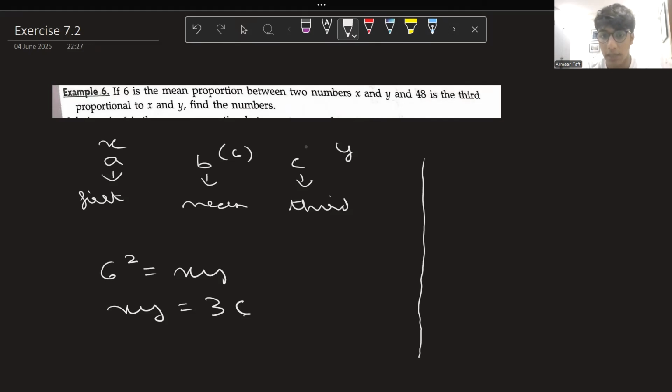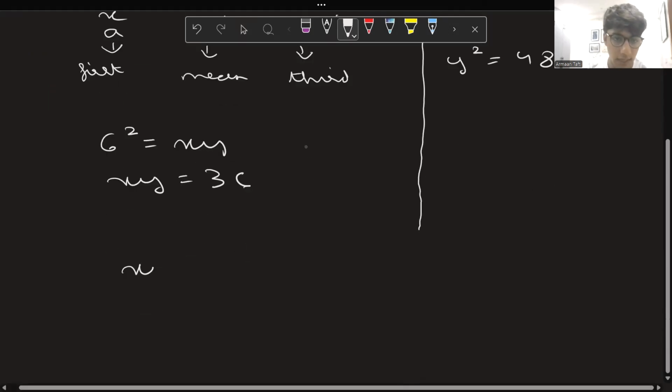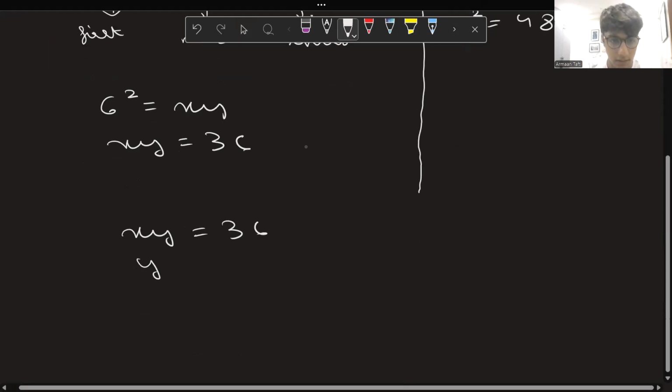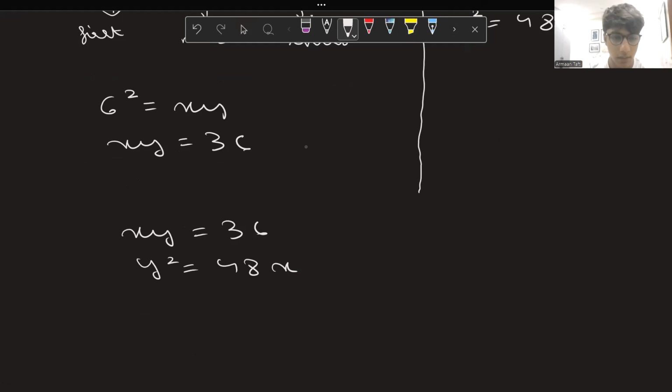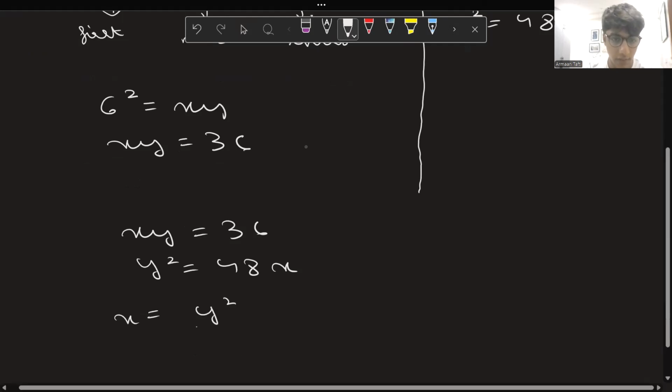They've told us that 48 is a third proportional to x and y. That means that y is now the mean proportion: x, y, and 48. So y becomes B, and it becomes y square is equal to 48x. Now you have your two equations, which are xy is equal to 36 and y square equals 48x. Now you can solve it however you please. What I would normally do is find the value of x as y squared by 48.